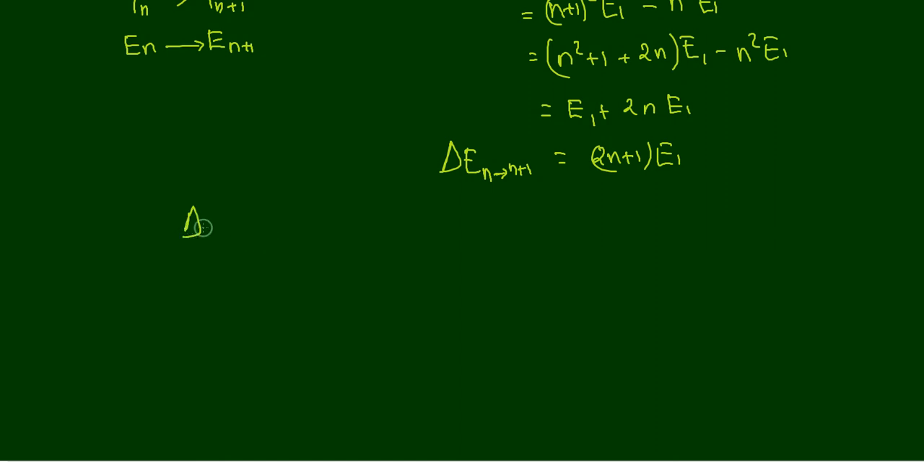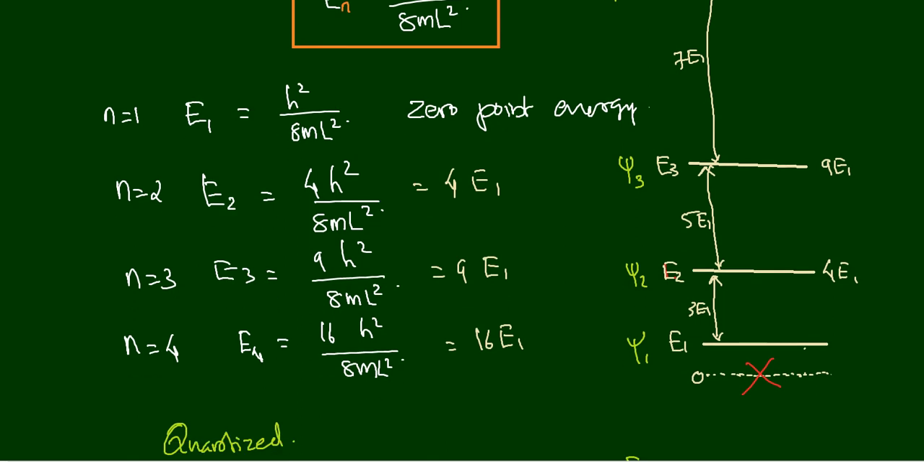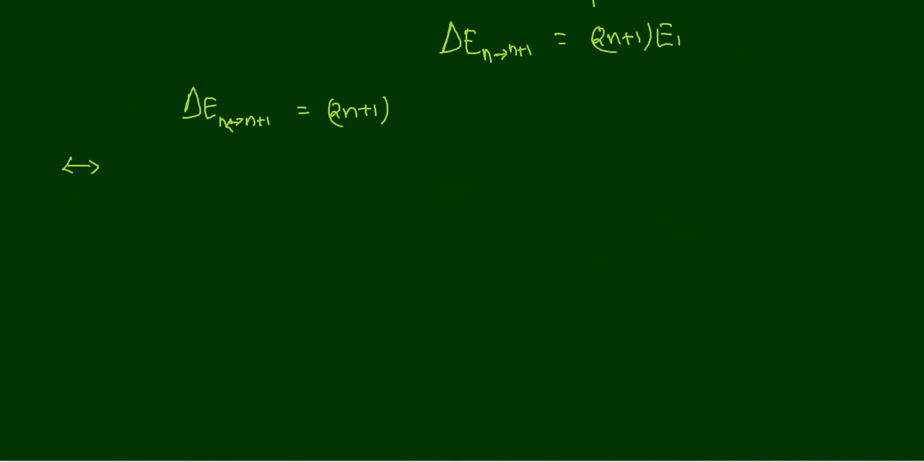So delta E n to n plus 1, we can generalize and write this symbol also. This symbol just means the energy difference between these two. So delta E is equal to (2n plus 1) E1, where E1 is h square divided by 8 m L square. So I am going to substitute h square divided by 8 m L square here, which is equal to E1.